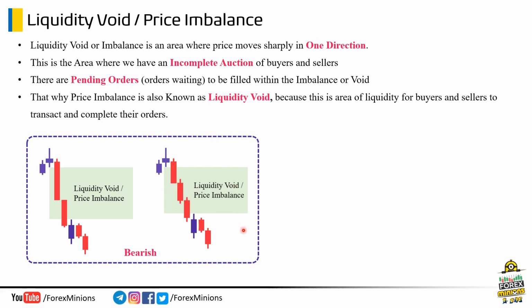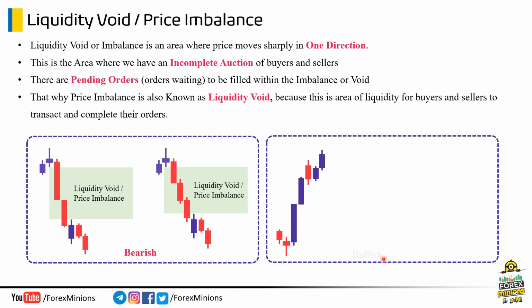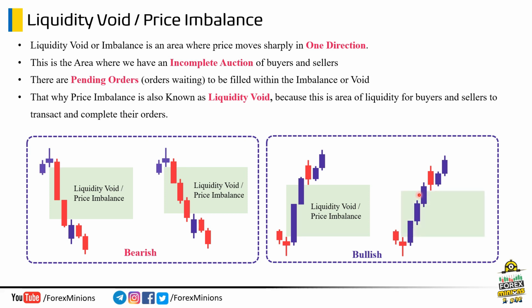Now, if we study the same model for a bullish market, when the market moves sharply upward, again that zone where the market moves one-sided to the buy side is also known as liquidity void or price imbalance. Similarly, the number of candles has no effect, whether it's two candles, three, or more, but there must be one-sided movement of the market, only then will we call it price imbalance. Hopefully now you have a clear understanding of price imbalance and liquidity void, and why we use these areas to enter the market.